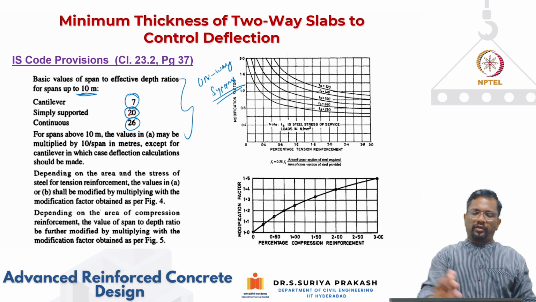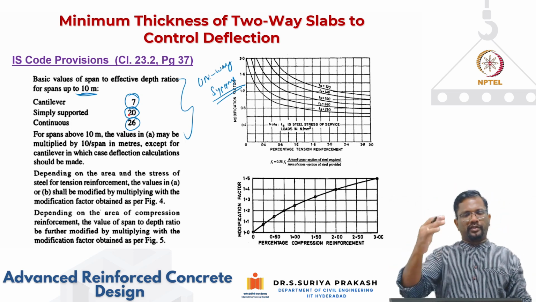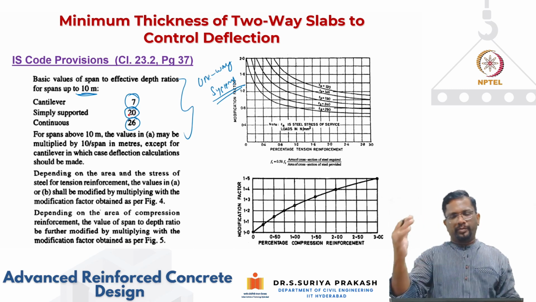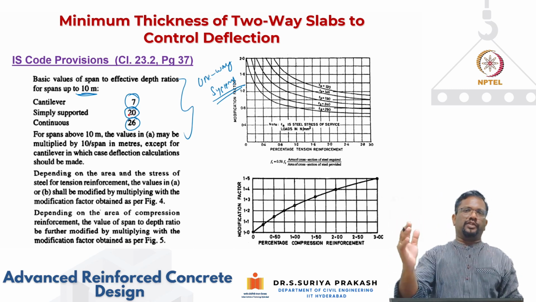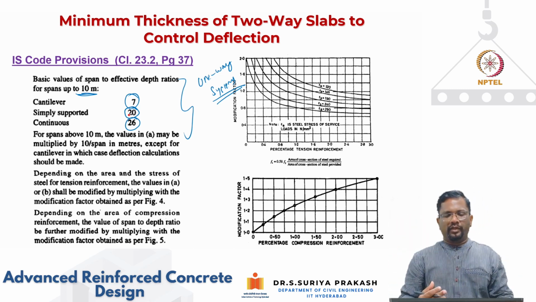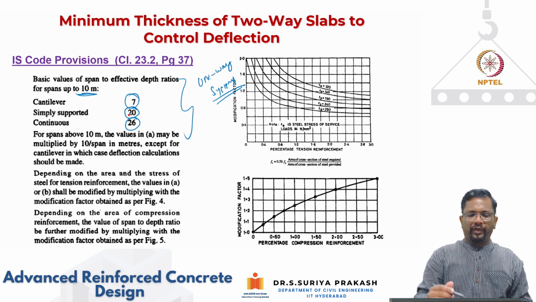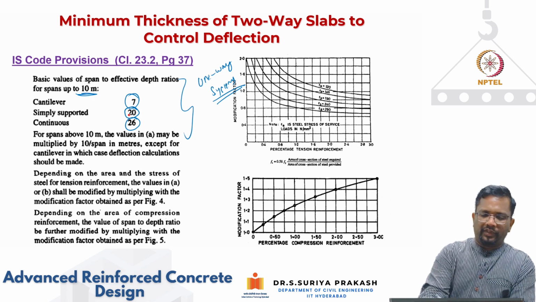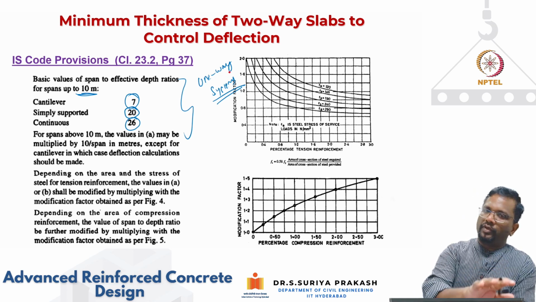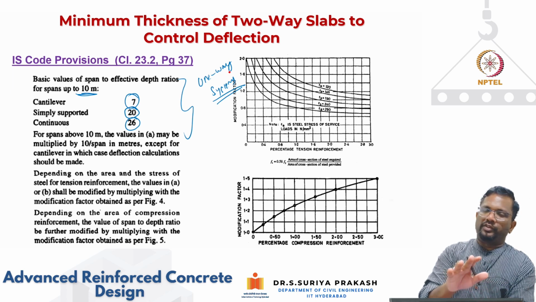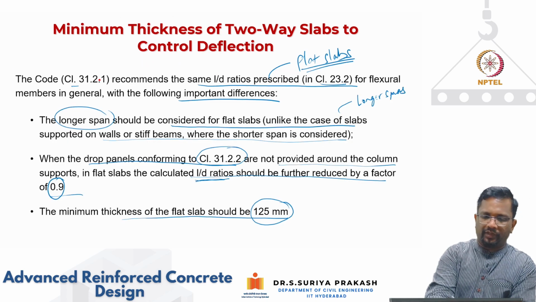So you have to use these L by D ratios and provide thickness or depth which is satisfying the most stringent condition. So you have to use these values. Again, it is for one-way systems, but this is applicable for two-way slabs also, especially for flat slab. That's what the code is saying.